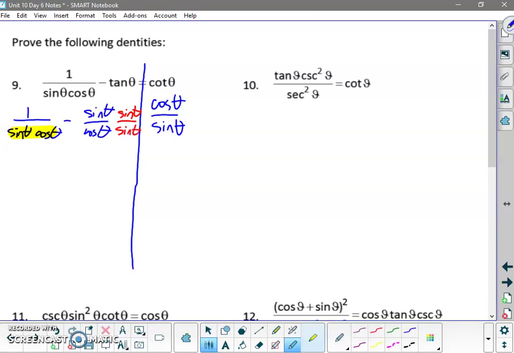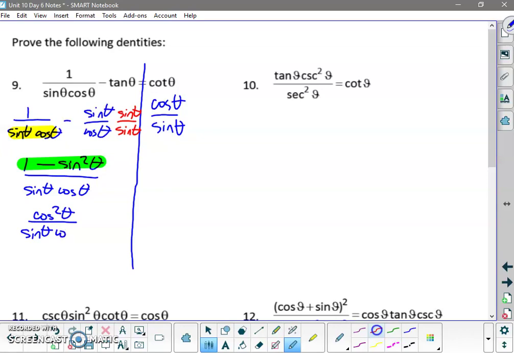What that gives me now is 1 minus sine squared theta in the numerator, and my common denominator is going to be sine theta cosine theta. Now I need to replace this expression, 1 minus sine squared, which, if you remember, is simply cosine squared theta. And my denominator is sine theta cosine theta. Now this cosine in the denominator cancels with one of those in the numerator. And guess what? I'm left with cosine theta over sine theta, which is exactly the other side. Okay, let's move on to another one.